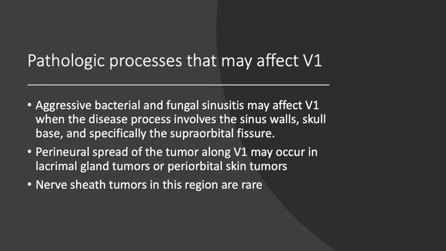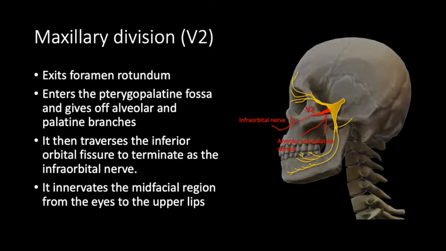So when we look at V1, it's not usually commonly associated in trigeminal neuralgia per se, but it can be involved with infection, especially of the sinuses, perineural spread of tumor, especially for skin tumors around the eye. It is relatively rare to have a schwannoma in the region of V1. Next is V2, the maxillary division. It goes out through foramen rotundum into the pterygopalatine fossa. There, it gives off branches to the maxillary alveolus, which is the alveolar and palatine nerves. And then it travels along the inferior orbit as the infraorbital nerve, where it gives sensation to the midface.